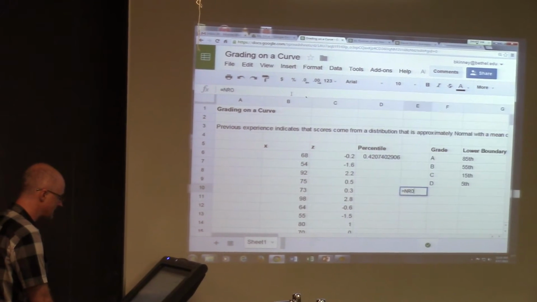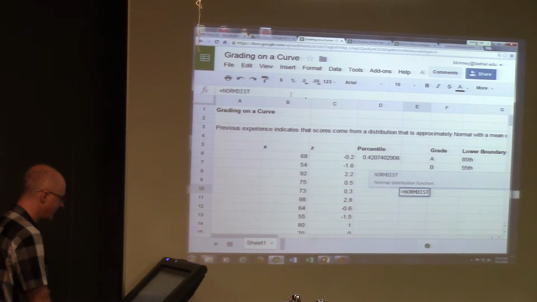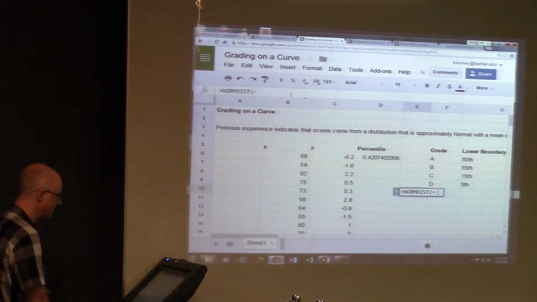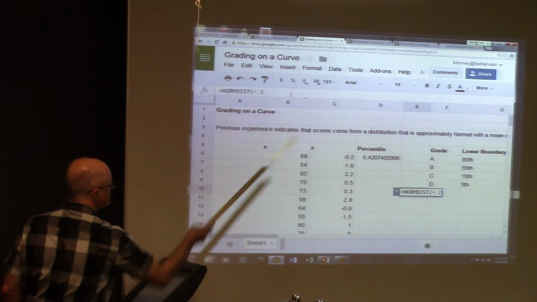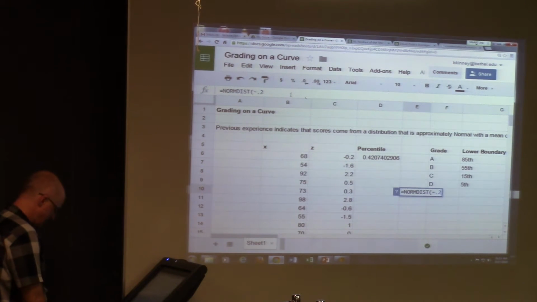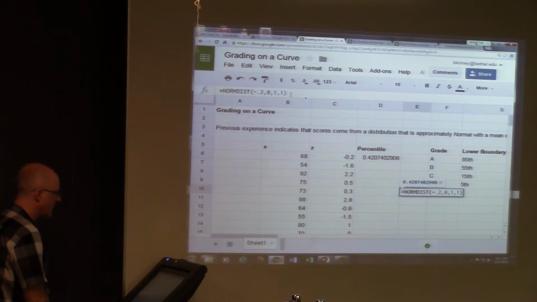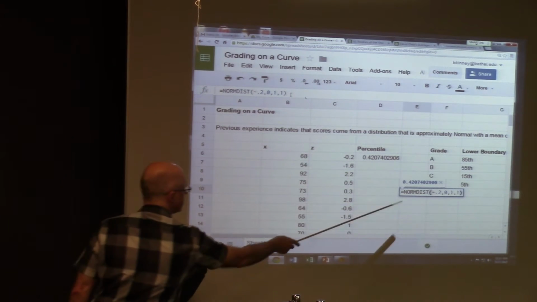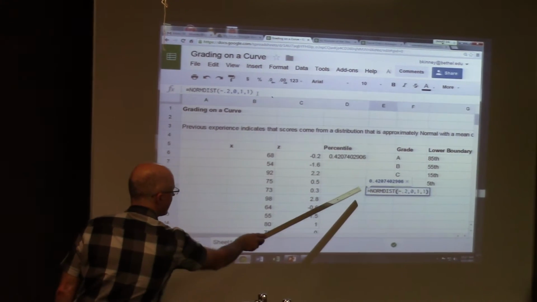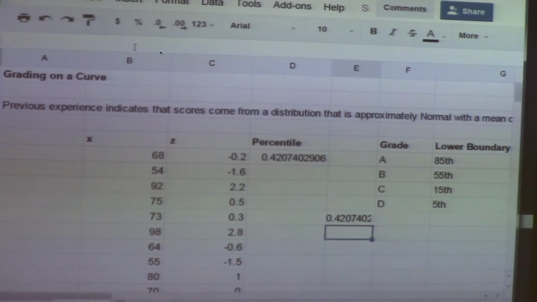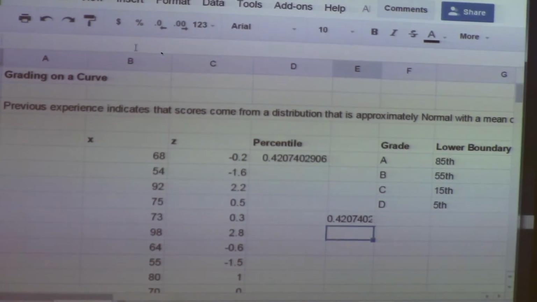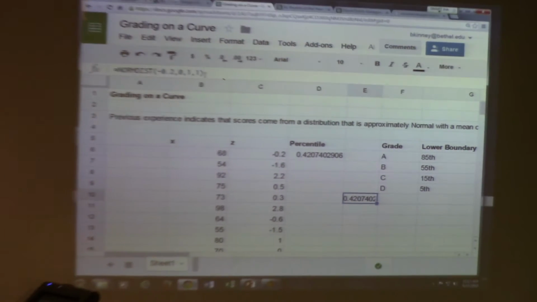By the way, I could also do it this way. I could use their z-score of -0.2. I'm still talking about the same person up here who got 68. And use the standard normal curve with a mean of 0 and a standard deviation of 1 to get the same answer. You can see it already, 0.4207. Same answer, same area to the left. So you can use a spreadsheet to find those areas.